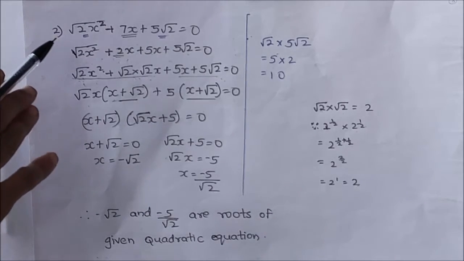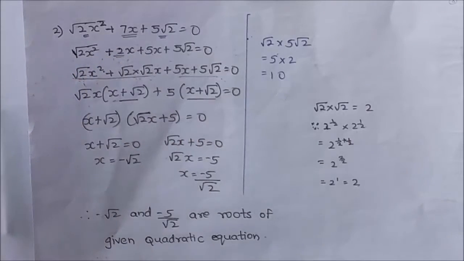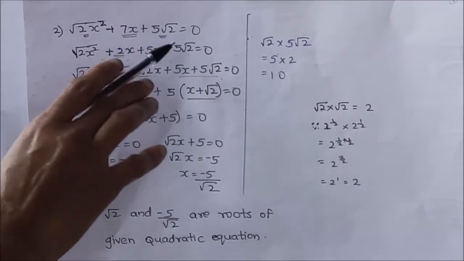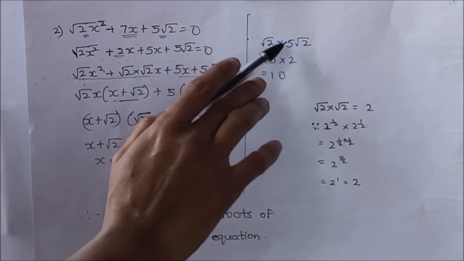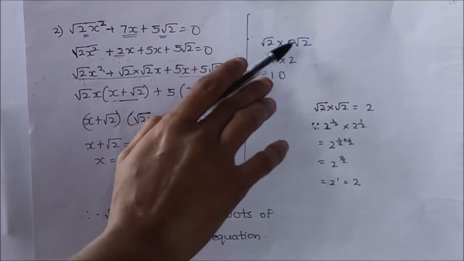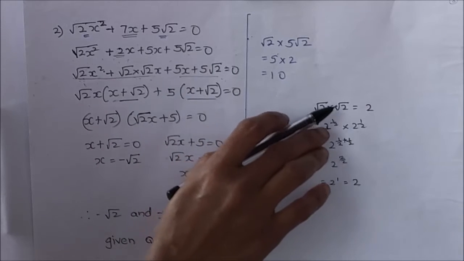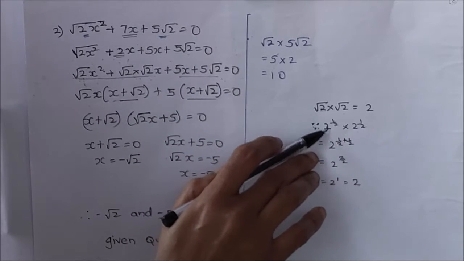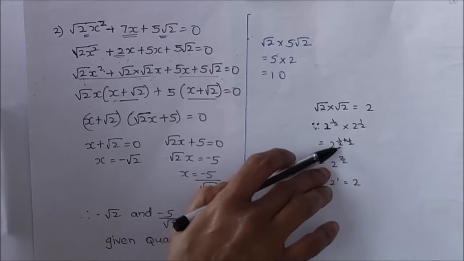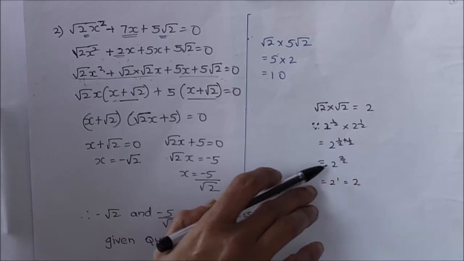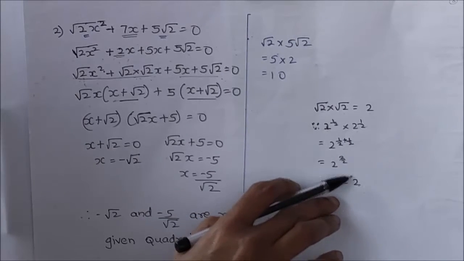Now we will solve the second example: root 2 x square plus 7x plus 5 root 2 equals 0. Now the first term and the third term have root 2. When we multiply the first term into the last term, that is root 2 into 5 root 2, it is 5 into root 2 into root 2, that is 10. Root 2 into root 2 is 2 raised to 1 by 2 into 2 raised to 1 by 2, that is 2 raised to 1 by 2 plus 1 by 2, that is 2 raised to 2 upon 2, that is 2 raised to 1. So we get 2.